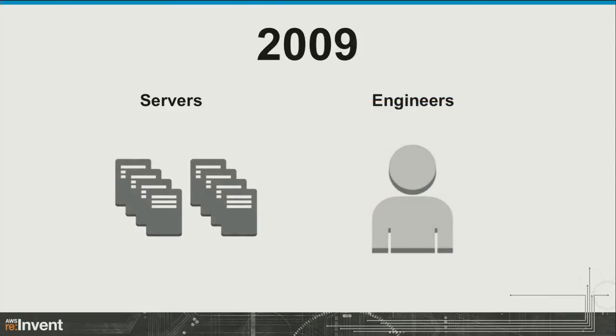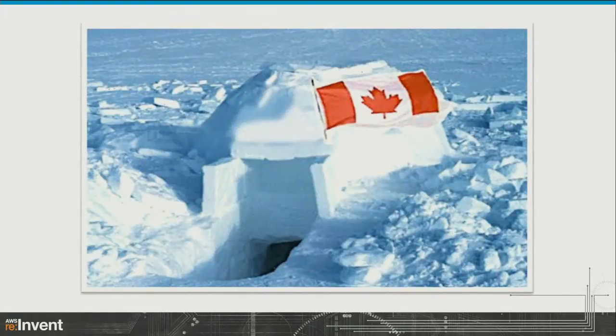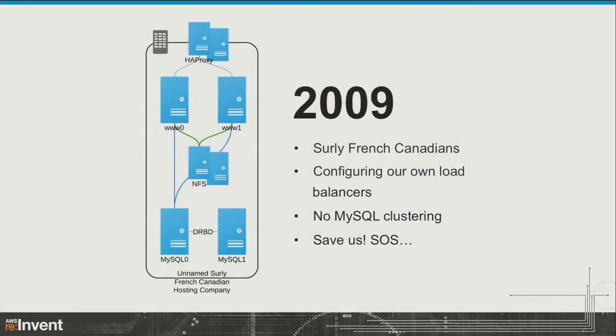Comes 2009, we have a few servers. I hired my first engineer. He's right there. There you go. But I had a brilliant idea to do a co-location in Canada. I thought it was cold, and I would save a bunch of money on cooling. That didn't work out that well. That was actually the architecture in 2009.